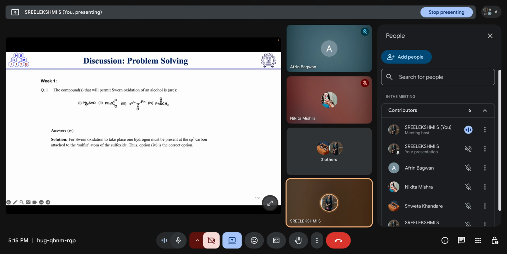If we see here, this has a diphenyl group, this also has a diphenyl group, this has a phenyl and a vinyl group, and this has one phenyl and one methyl group. So the only possibility is option 4, which has the methyl group. The proton can be taken from this methyl group of this compound. So the correct answer would be option 4. If you have any doubts, you can ask.